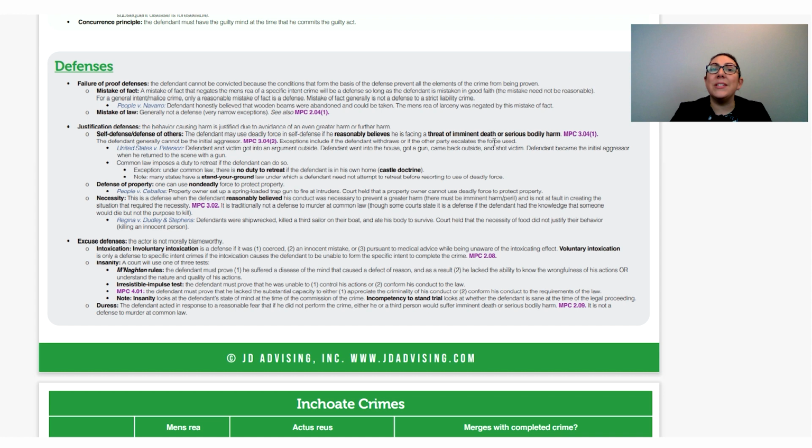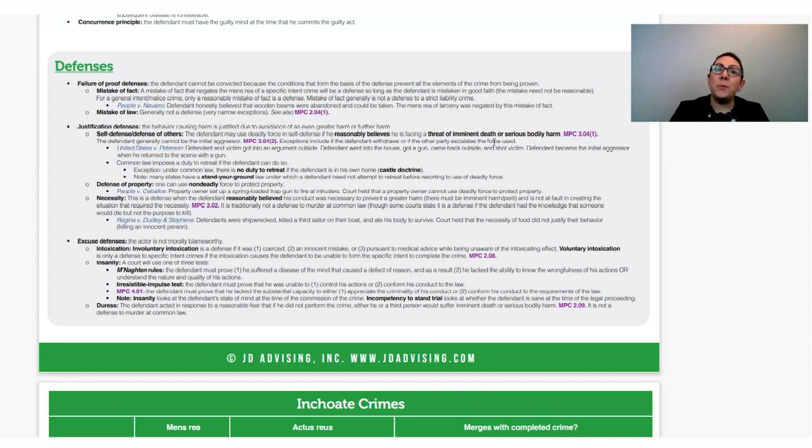A person can use non-deadly force to defend their property, not deadly force. So in this particular case, People v. Cabello, there was a man who was going to be away from his property for some time. I don't know if he was going on a trip or just going off somewhere for a few days. Well, he didn't want anyone to come into his house while he was gone.